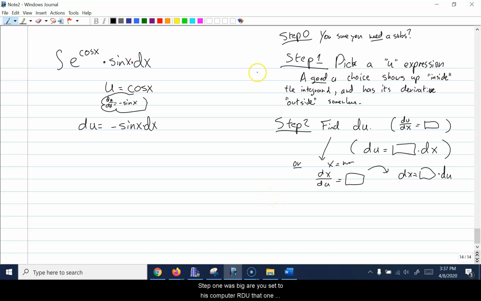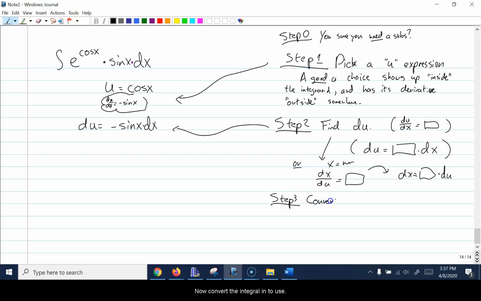So step 1 was pick our u. Step 2 is compute our du. Step 1 is a thing we make a choice about. Step 2, we don't have a choice. We're taking a derivative, and the answer to that derivative is our answer. Step 3 is now convert the integral into u's.